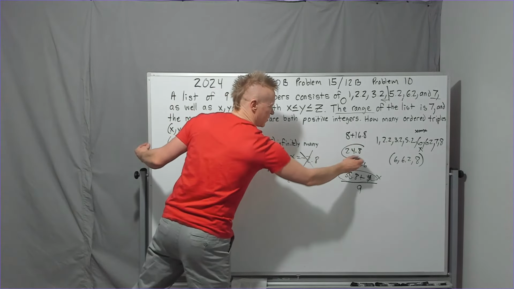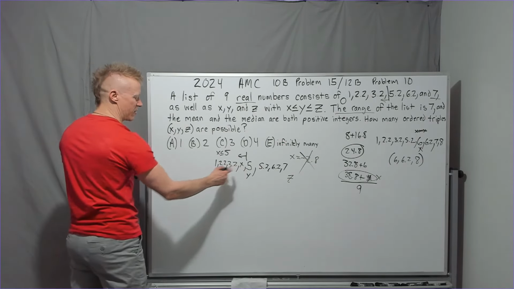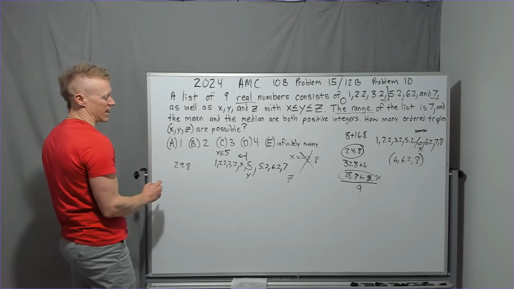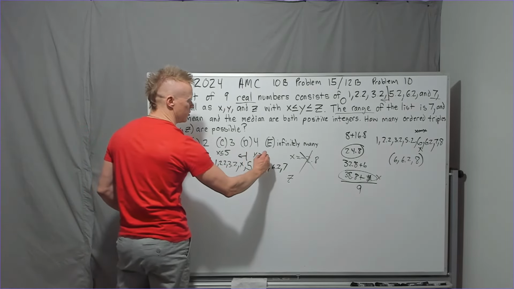We have our default 24.8. We add y to get 29.8, because y is 5 in this case. This is the y equals 5 case. We'll also try y equals 4, and we might get multiple solutions when y is 5 or 4. We don't know yet.